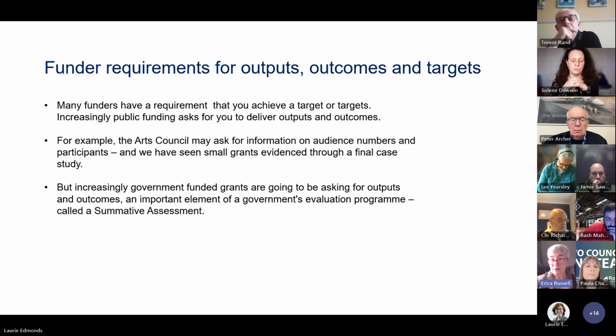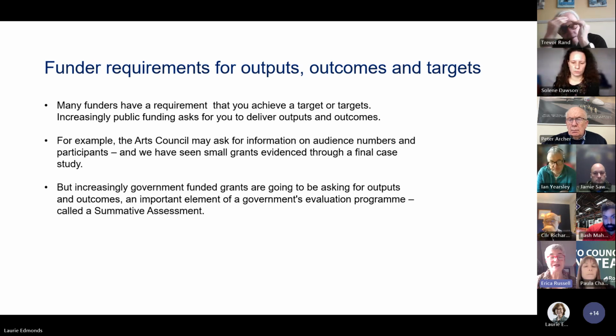But what we have to accept is that for government funded grants, there is an increasing requirement for what are called outputs and outcomes. We've seen this through several programmes now, and it's very much linked to the evaluation programme that they do around their funding. They're trying to work out what's working well and what is good value for money. So for UKSPF, there are outputs and outcomes, and these are one of the areas that people find most difficult to deal with when they're making their applications. And I know we've talked to a lot of people in the last few months about these.